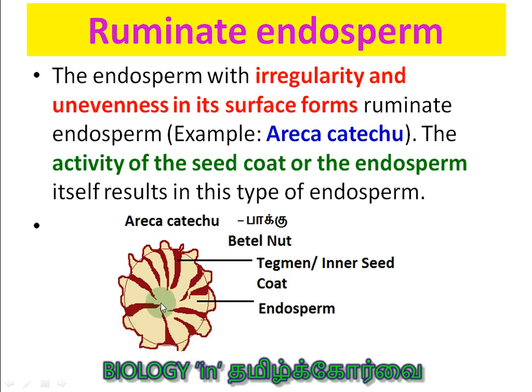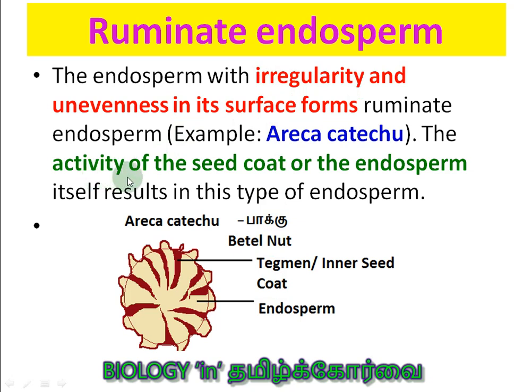If you see the unboiled, uncooked betel nut in cross section, you can see a white colored portion. It consists of these radial lines, this type of dark brown colored structure arising from the surface and running towards the center. This is actually the tegmen, that is the inner seed coat, students. This is due to the growth of the tegmen or inner seed coat. So this is what they call irregularity and unevenness.